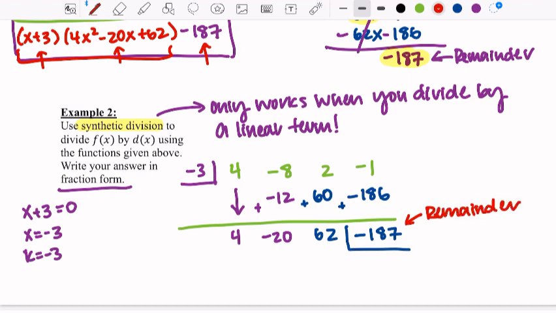Okay, and so the numbers that we have right now are going to be our terms reduced down by a power of 1. So we started with a cubic term, and now that number that we have right here has reduced down by 1 power, so this is going to be my quadratic term. So this is going to end up being 4x squared minus 20x plus 62. And then my remainder, if I write this in fraction form, I'm going to have minus 187 over our divisor, x plus 3.